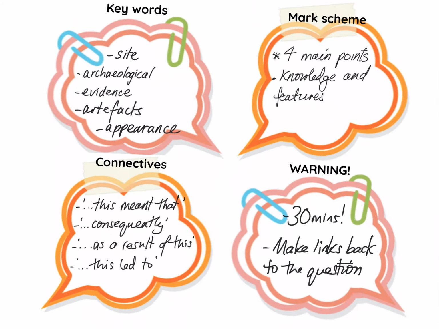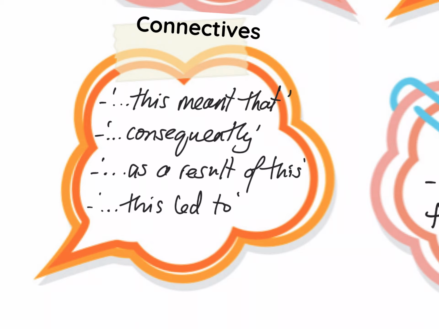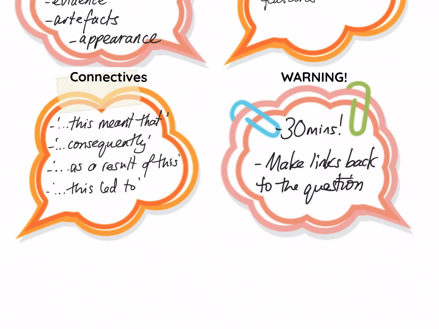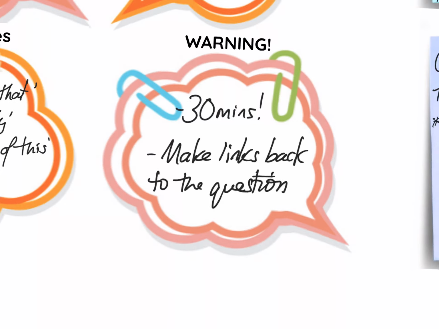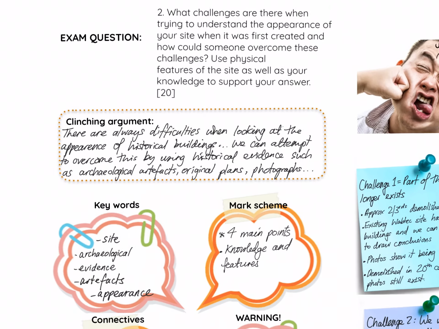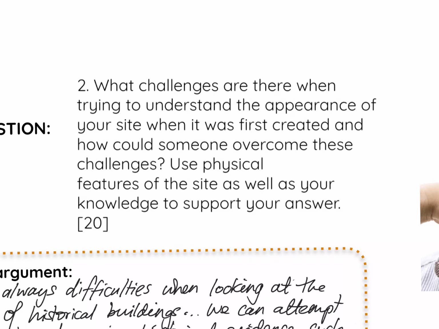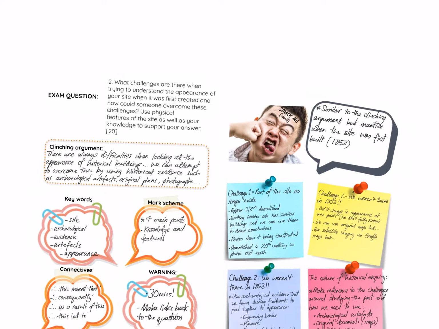Remember what I keep saying, this is the language of explanation, and it's important that we move away from just describing things to actually explaining. And then the warning revolves around, remember it's a 20-point answer, and we must keep making links back to the question. So you'll need to keep mentioning that notion of the challenges and using the words appearance and first created. That's really, really important.